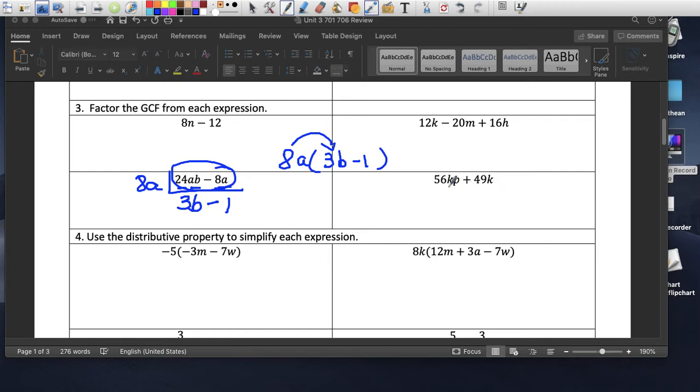56kp plus 49k, they do share a factor here, right? So what do they share together? They share the number 7.